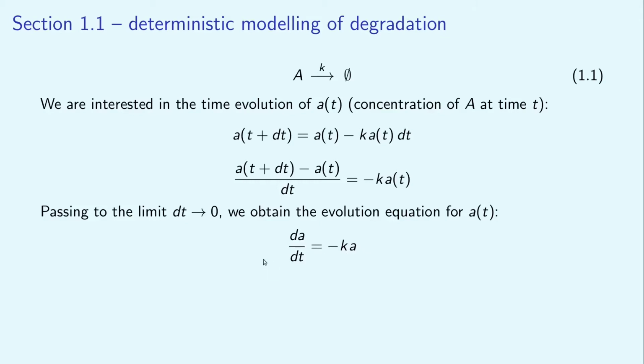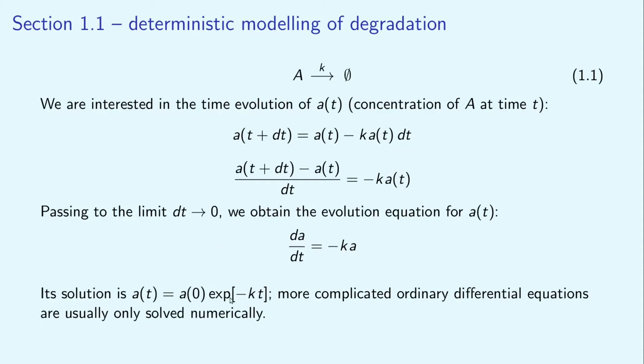We can either treat this ODE as the definition of the deterministic model of this chemical reaction, or we can define that the product of k, a(t), and dt gives us the change of the concentration over a small time step of length dt. Rearranging and passing to the limit dt goes to 0, we obtain this ODE, which we can solve analytically to obtain that its solution is just this exponentially decaying function, where a0 is the initial concentration.